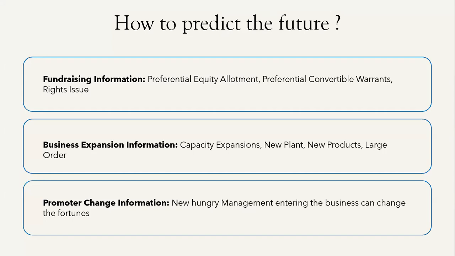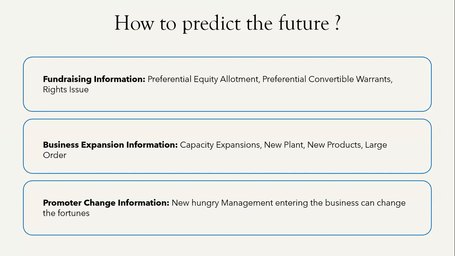New plant. Why would a company set up a new plant? For growth. So setting up a new plant is also a good piece of information. New products is also a good piece of information. Large order. If a small company gets a large order, that's a fantastic thing for the company. So I hope it is clear that capacity expansion, new plant, new product, and large order are all fantastic pieces of information for the company.